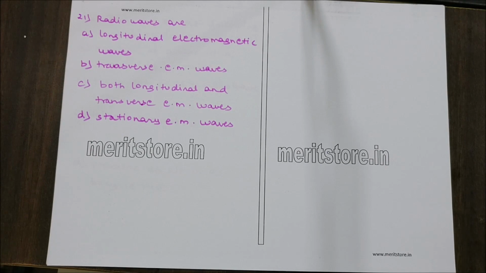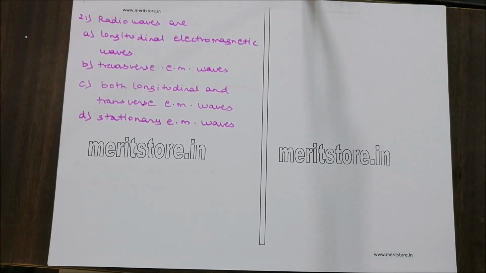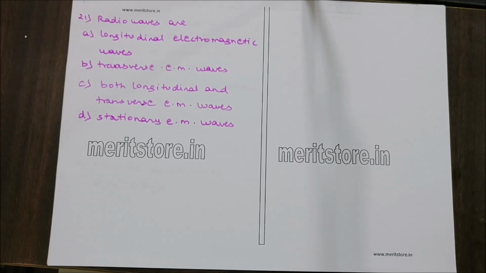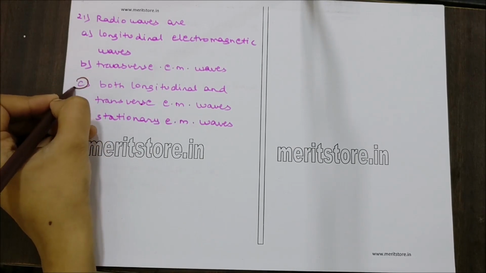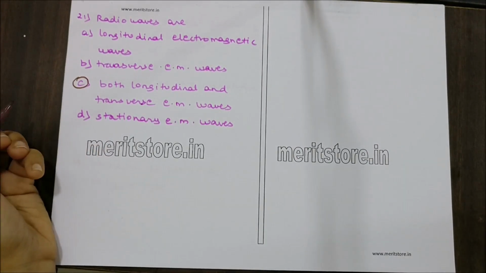21. Radio waves are A. longitudinal electromagnetic waves, B. transverse waves, C. both longitudinal and transverse waves, D. stationary waves. Radio waves are both longitudinal as well as transverse EM rays. Therefore, option C is the correct answer.